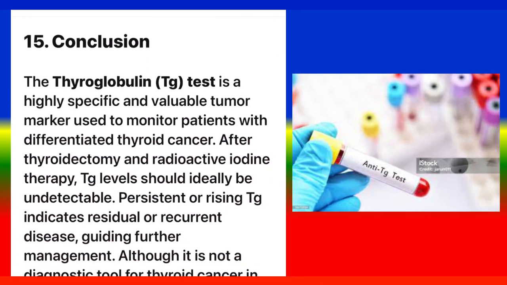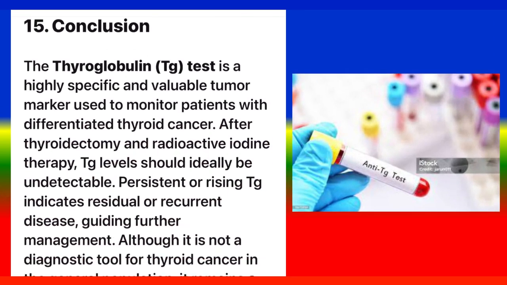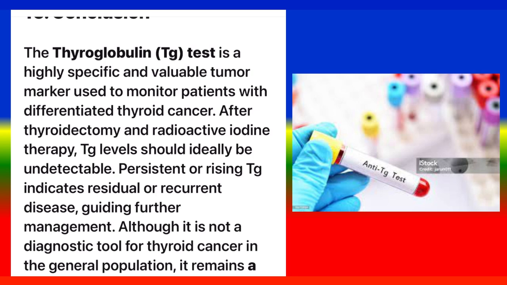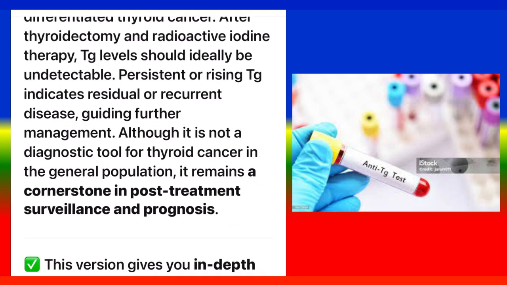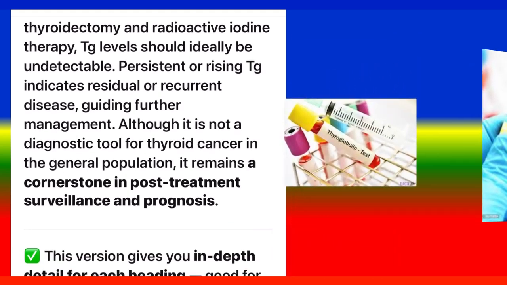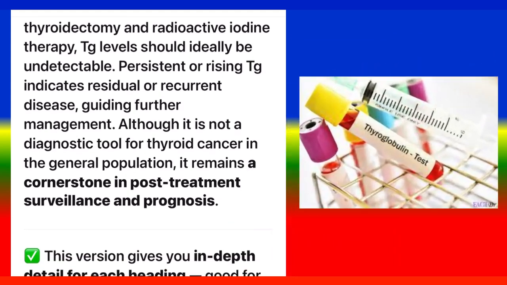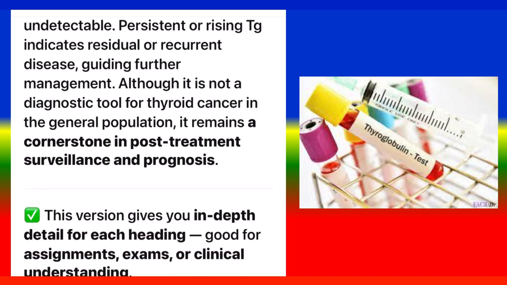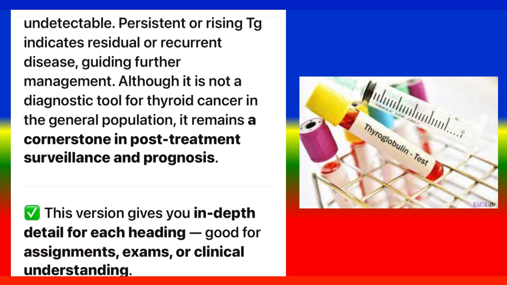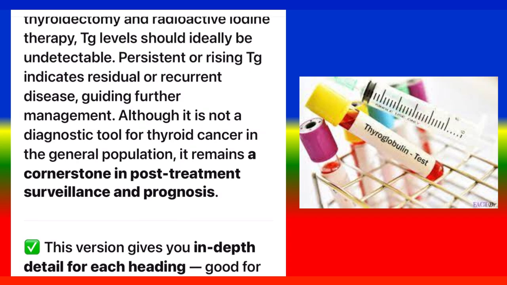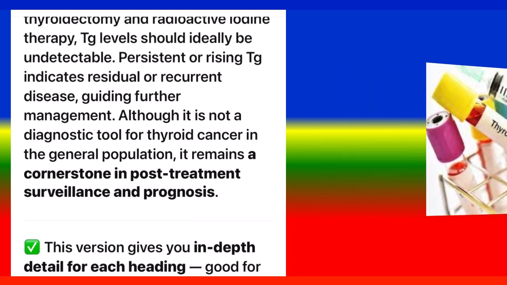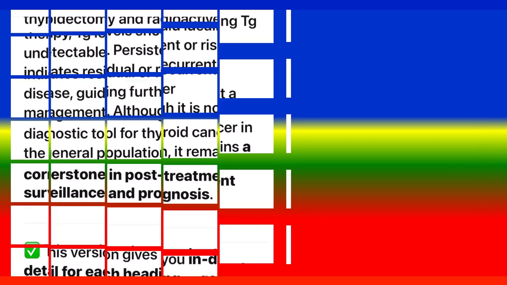Number 15. Conclusion. The thyroglobulin TG test is a highly specific and valuable tumor marker used to monitor patients with differentiated thyroid cancer. After thyroidectomy and radioactive iodine therapy, TG levels should ideally be undetectable. Persistent or rising TG indicates residual or recurrent disease, guiding further management. Although it is not a diagnostic tool for thyroid cancer in the general population, it remains a cornerstone in post-treatment surveillance and prognosis.